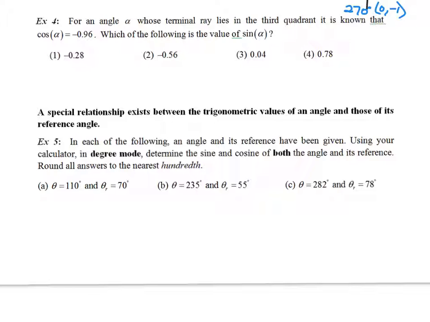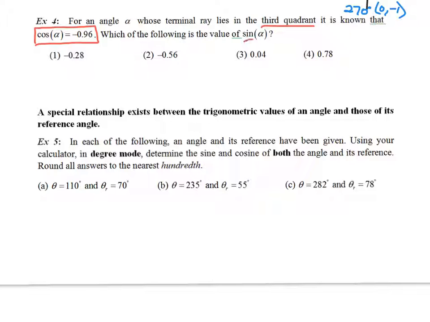Now in example number 4, it says, for an angle alpha, whose terminal ray lies in the third quadrant, it is known that the cosine of alpha is equal to negative 0.96. Now again, that makes sense. In the third quadrant, we know that the cosine, which is the x-coordinate, has to be negative because I'm moving to the left, so any x-coordinate would have to be negative there.